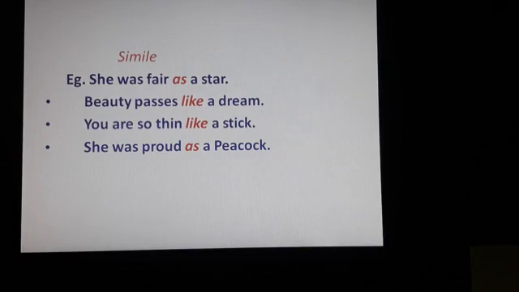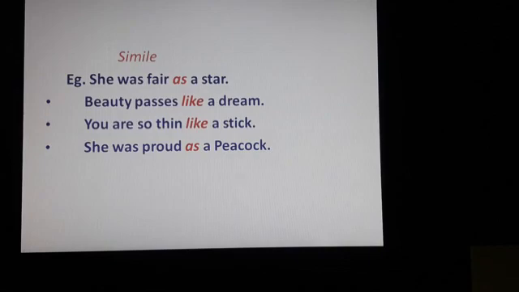The second sentence, beauty passes like a dream. Here also the comparison is done between beauty and a dream. Both are unlike things, dreaming and beauty. Can you imagine? However, they have one thing in common, and that is the quality of passing. It does not remain forever. Dream also passes away, beauty also passes away. So the quality of passing is similar. That is the same thing. Also the word like is used here and therefore it is a simile.